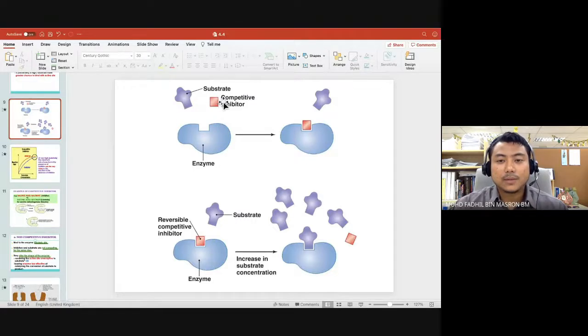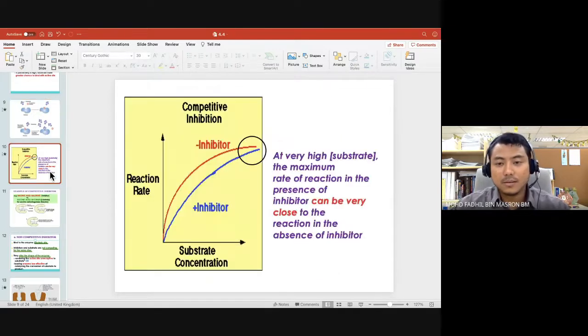Alright. So ni adalah gambar diagram dia, mudah saja, you can see. So we have the substrate, we have the competitive inhibitor. So inilah bila competitive inhibitor bind, yang ni tak boleh nak bind. Tetapi kalau kita increasekan jumlah substrate tu, yang ini pula yang kalah untuk bind. So jumlah dia sedikit.